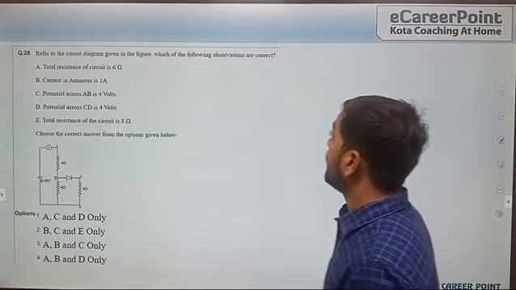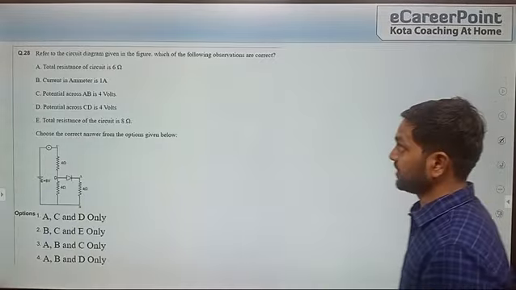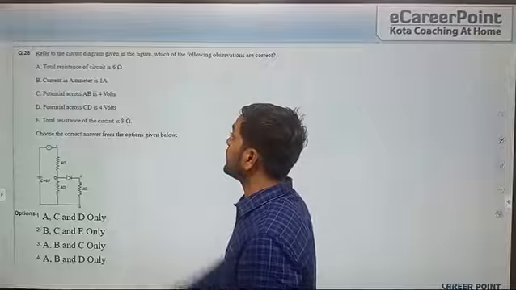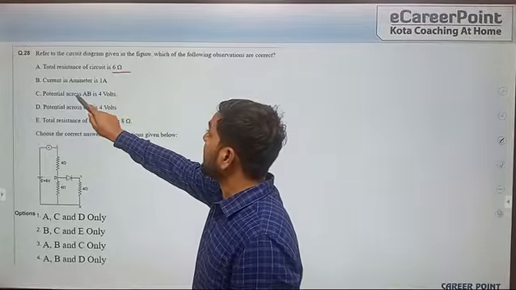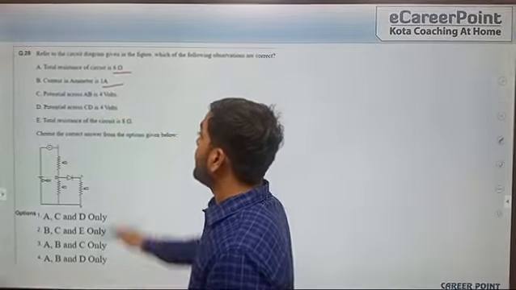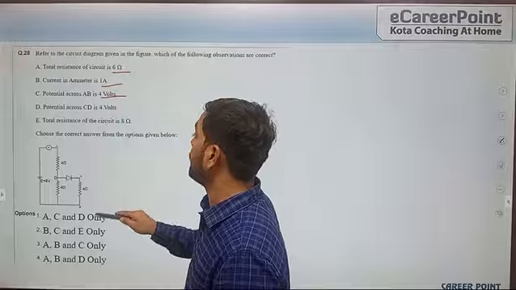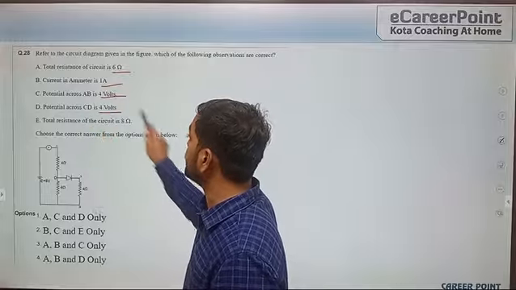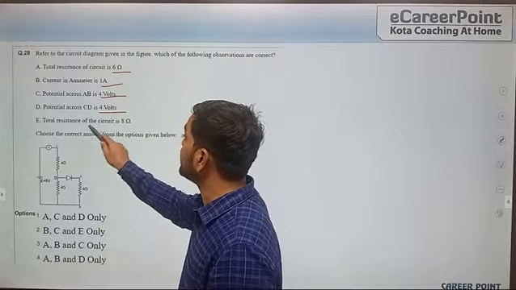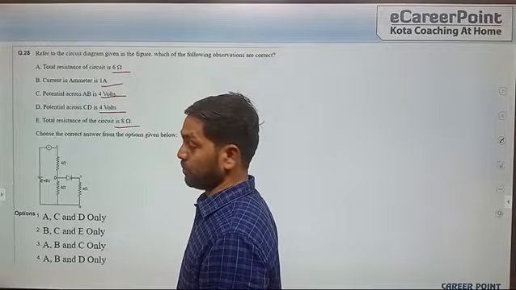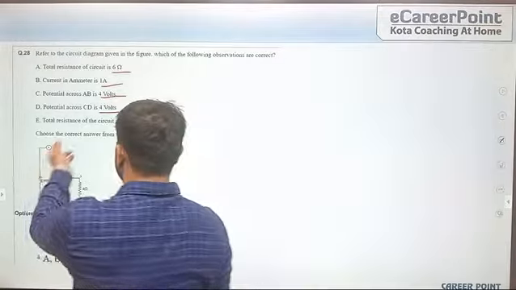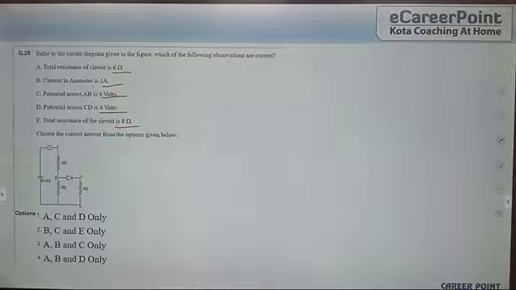Refer to the circuit diagram given in the figure. Which of the following observations are correct? The total resistance of the circuit is 6 ohms. The current in the ammeter is 1 ampere. Potential across AB is 4 volts. Potential across CD is 4 volts. And the total resistance of the circuit is 8 ohms. Choose the correct answer from the options given below.